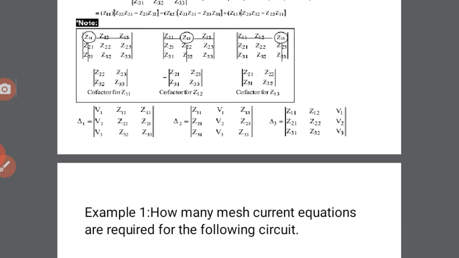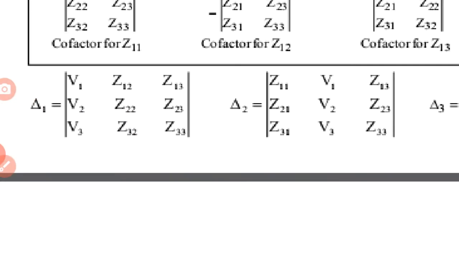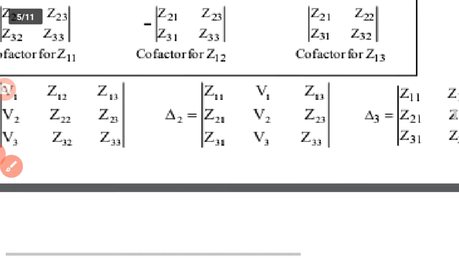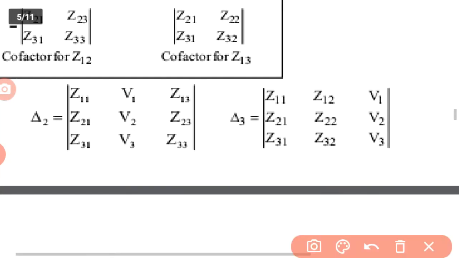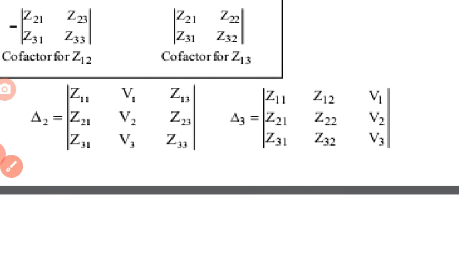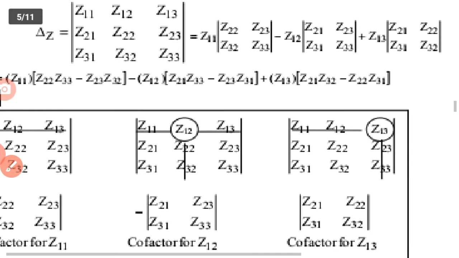Next, the remaining matrix entries, that is Z12, Z23, are to be kept the same as they are. Again for delta 2, replace the second column with V1, V2, V3, and put the remaining parameters as they are. Next, the third one is delta 3, so the third column is to be replaced with the output parameters V1, V2, V3. The remaining ones are kept the same. So from that, we get delta 1, delta 2, delta 3 and delta.